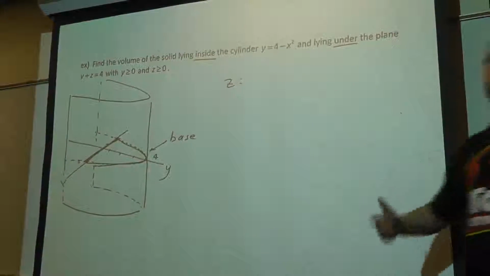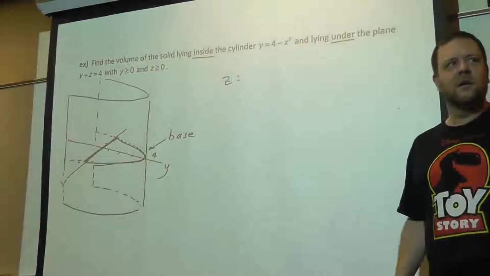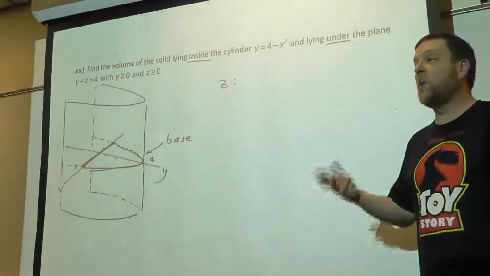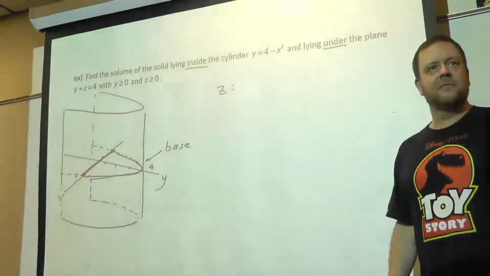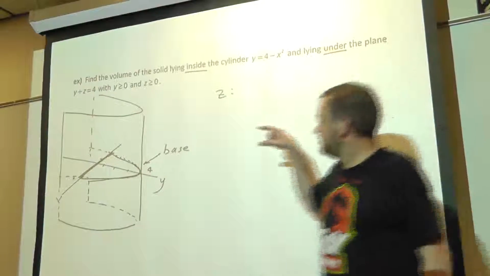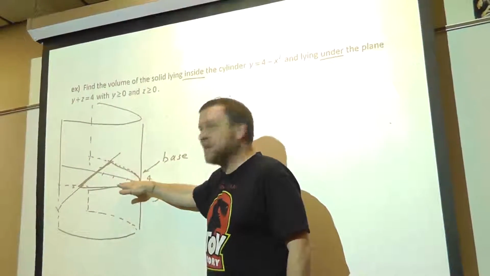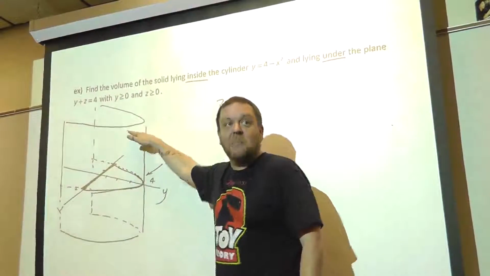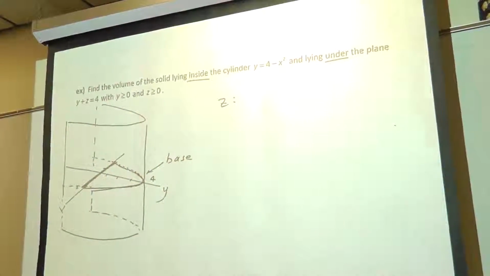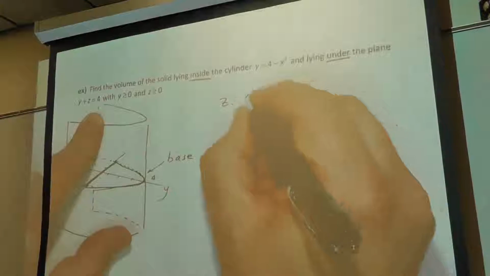Z goes from where to where? 0 to 4 minus y. Why do you know you start at z equals 0? Because it says anything greater than 0. Because the z values in our solid are greater than or equal to 0. So z equals 0 is the base. We're going above that, and we're stopping at the plane z equals 4 minus y.